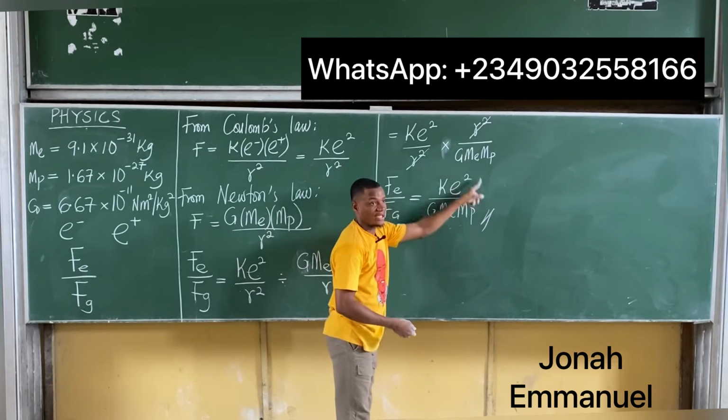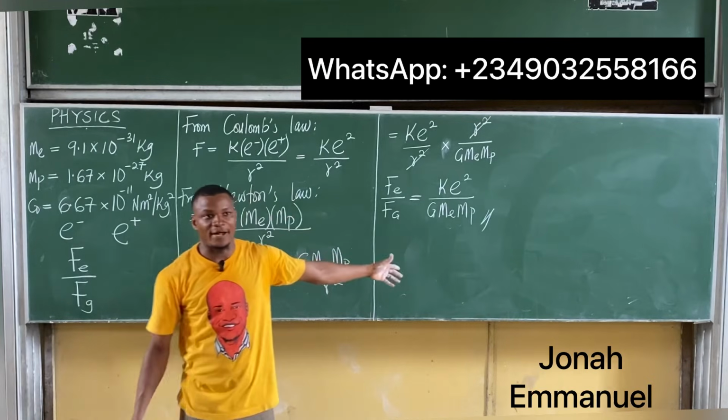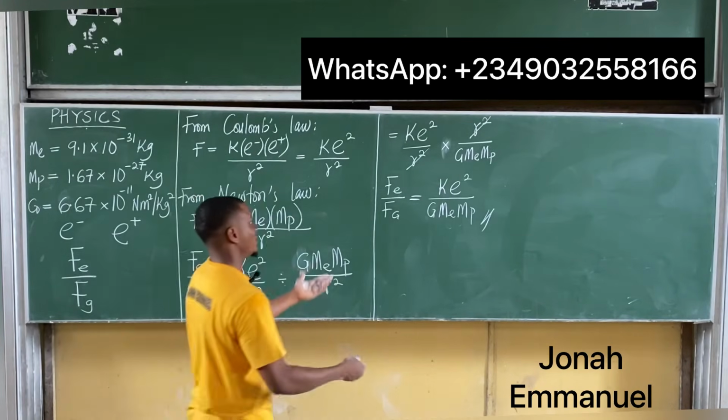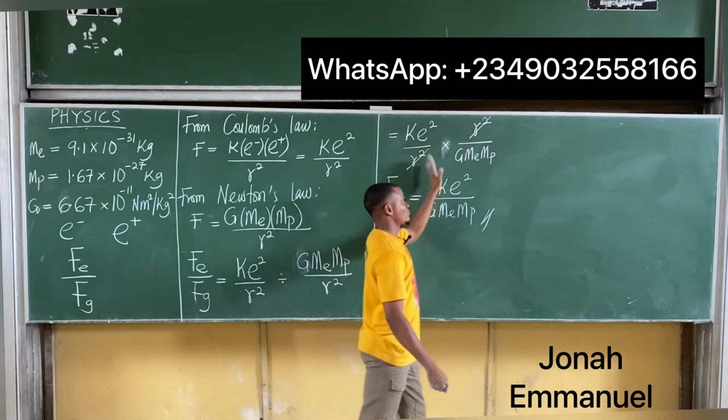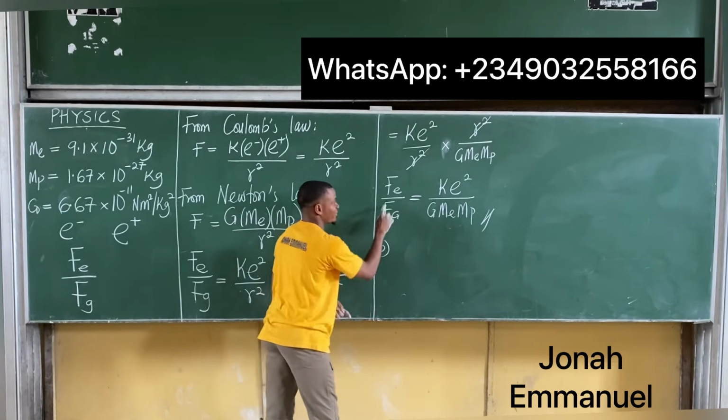Observe there's no R here. So we've shown that it is. So this is the A part. It says show that it is independent of distance. You can see the distance will cancel out. So we've done the A part. The B part said we should now find the value of this ratio.